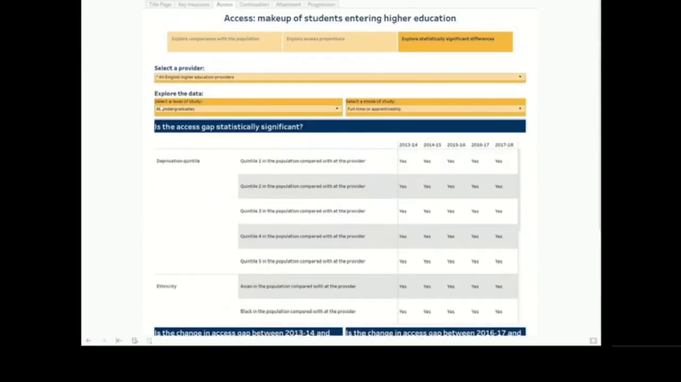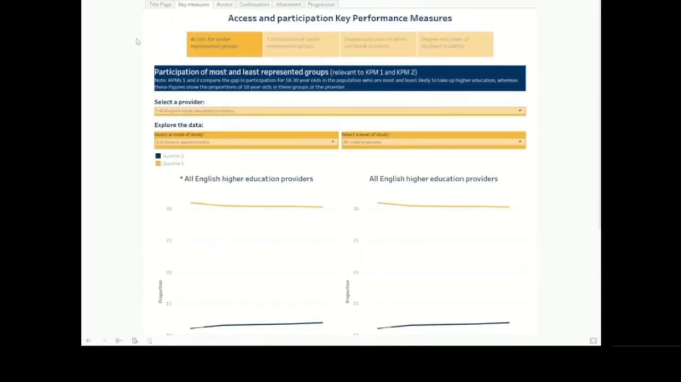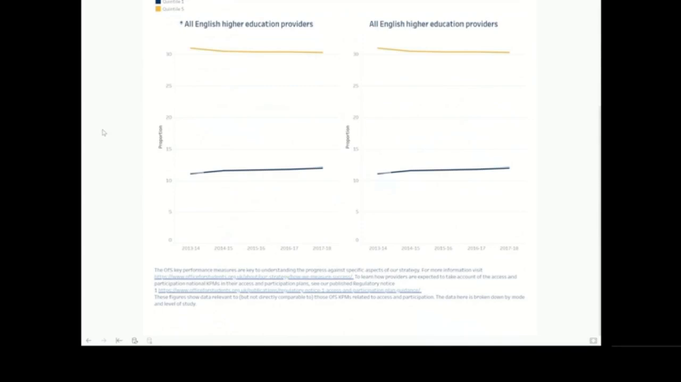The final tab that I'll explain in this video is the Key Measures tab. This tab highlights data from across the student lifecycle that the Office for Students has identified as strategically important at a sector level. All of the data in this tab can be explored in more detail across the other tabs that we have looked at in this video. At the bottom of the page, you can find links to web pages where you can find more information about our key performance measures.